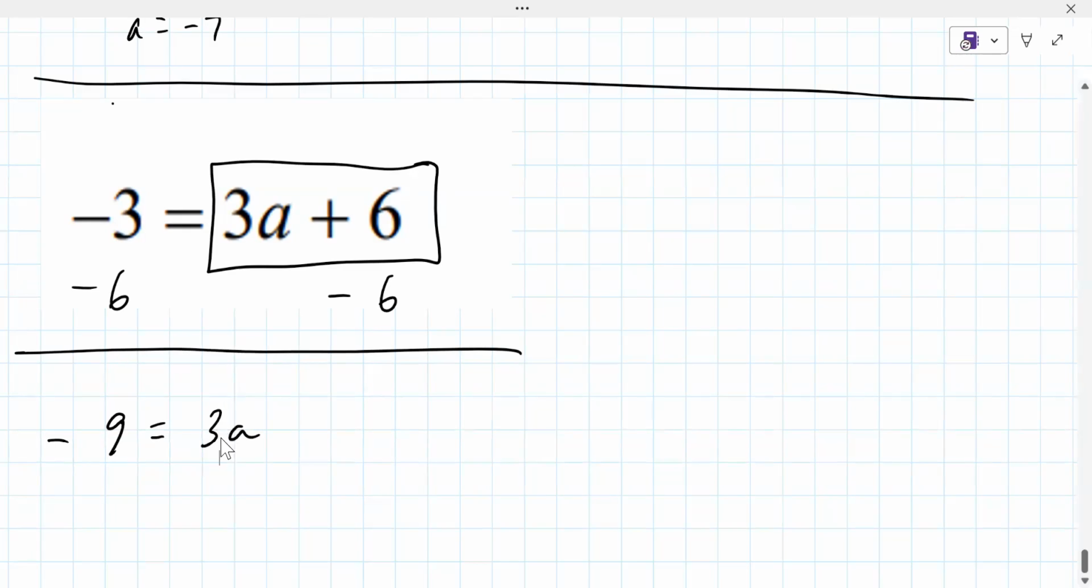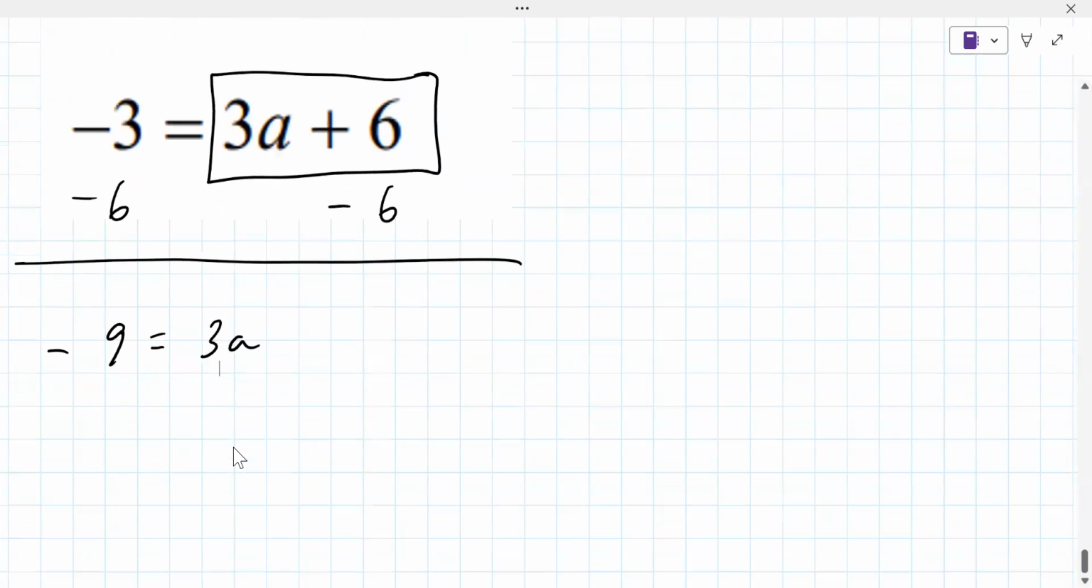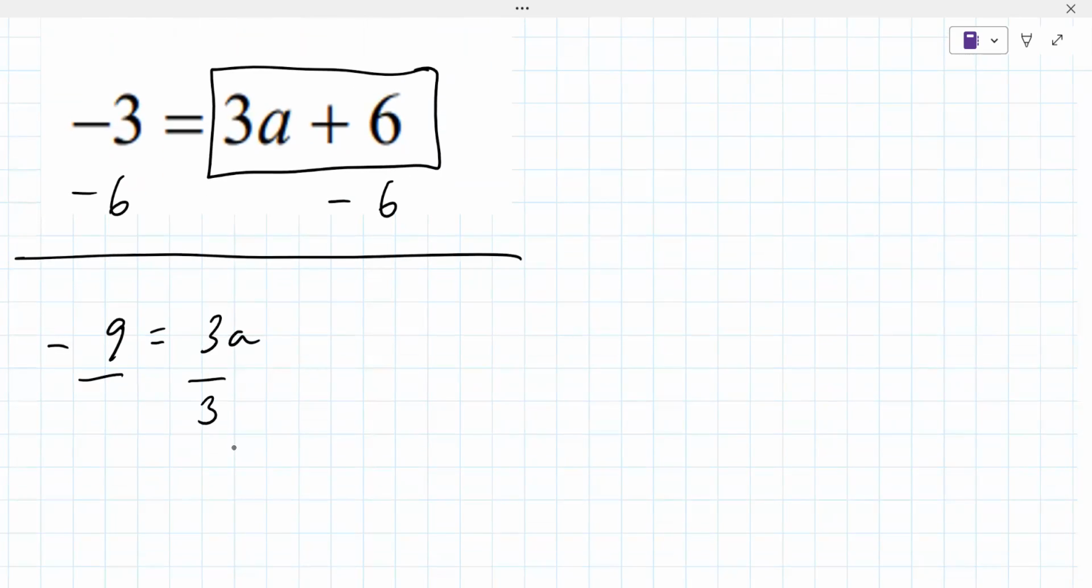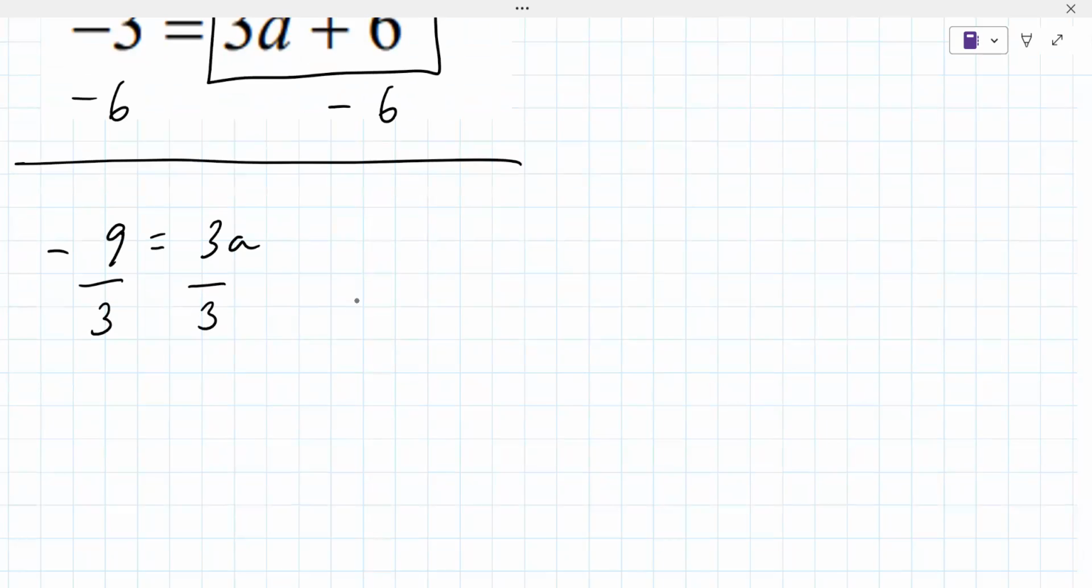And again, your focus goes back to the side with the variable. You're like, how do I undo multiplication by 3? So then you would divide -9 by +3, right? Yes. So -9 divided by +3 would be -3. Equals -3. Good.